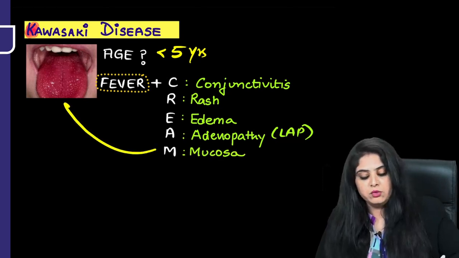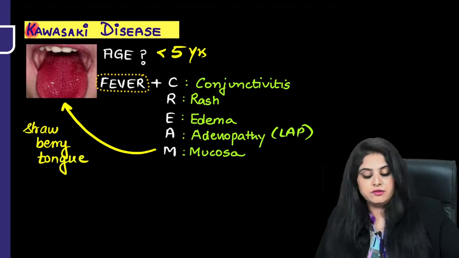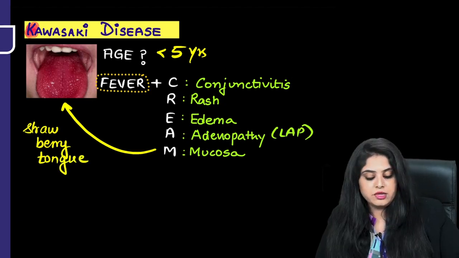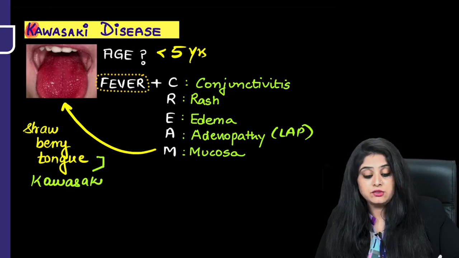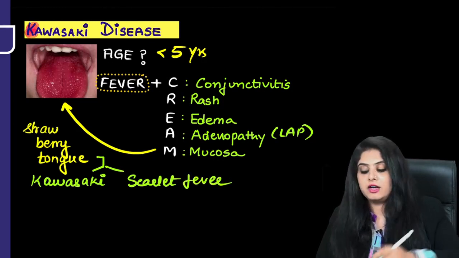And what do you see in mucosal involvement? The very, very famous strawberry tongue. The very famous strawberry tongue is going to be seen in the mucosal involvement, and strawberry tongue is seen in 2 conditions. Strawberry tongue is seen in Kawasaki, and strawberry tongue is also seen in one infection. I hope you guys can recall scarlet fever. Right? So this is about the full history of Kawasaki.